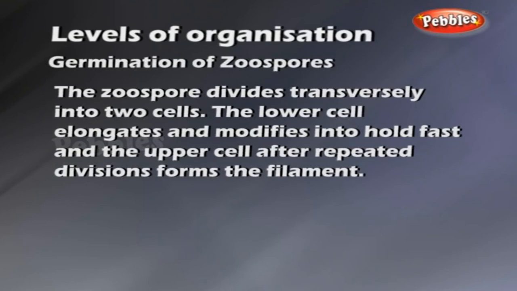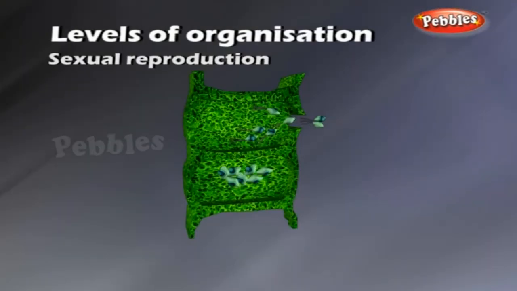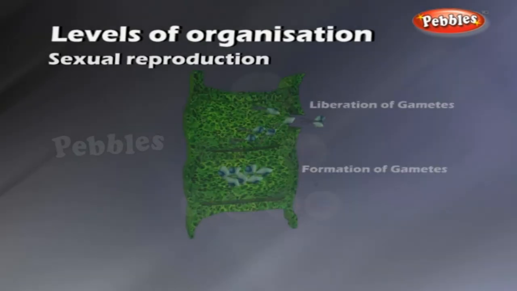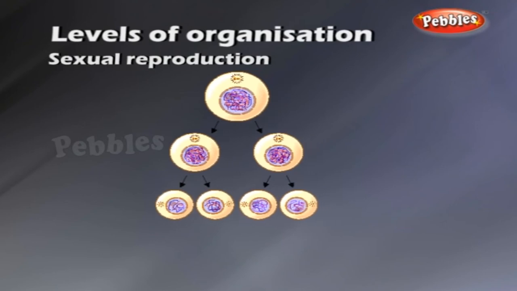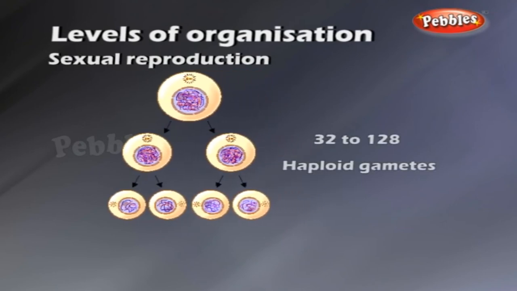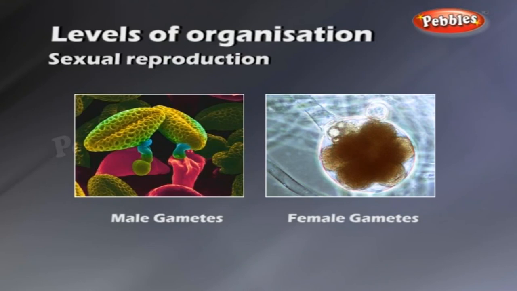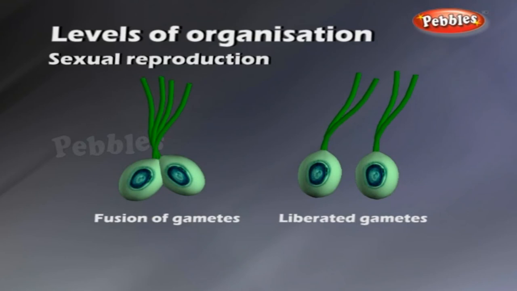Sexual reproduction. All the cells in the filament, except the holdfast, can produce gametes. During gamete formation, the protoplast divides and redivides to form 32 to 128 haploid gametes. There is no differentiation of male gametes and female gametes. All gametes produced in the same or different filaments are identical. Each gamete is biflagellate.